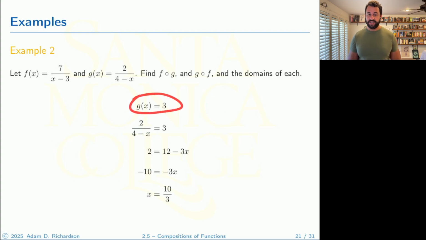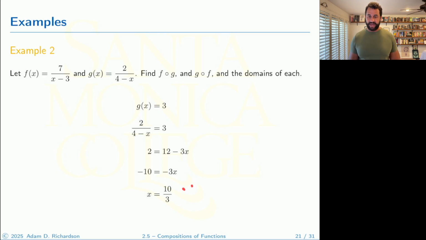We want to find where the output of g is equal to 3, and we want to omit that value from our domain. So g of x equals 3. Here's the formula for g of x. We're going to solve this for x. So multiply both sides by 4 minus x, you get this. Combine like terms, get the constants together, you get -10. Divide both sides by -3, and you get x equals 10/3. So what we just found out is that the function g sends the number 10/3 to the number 3.